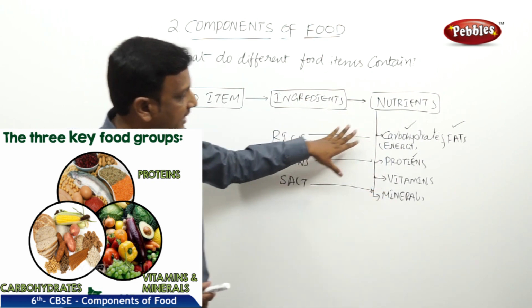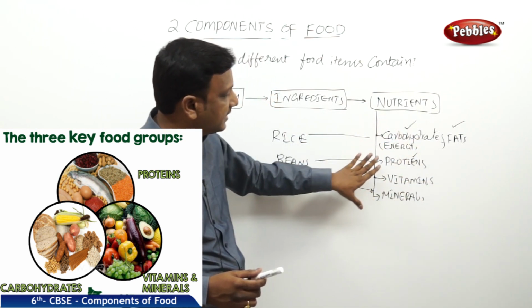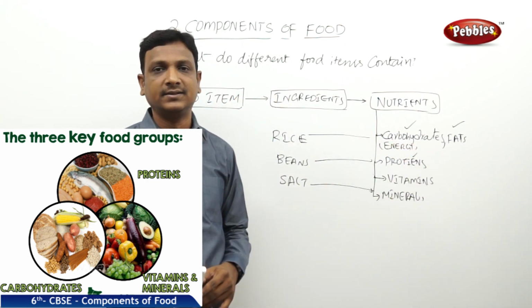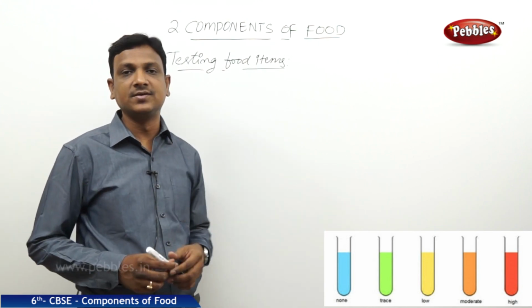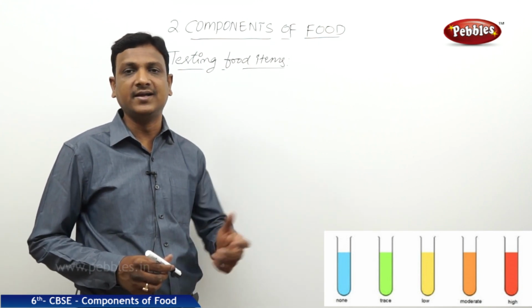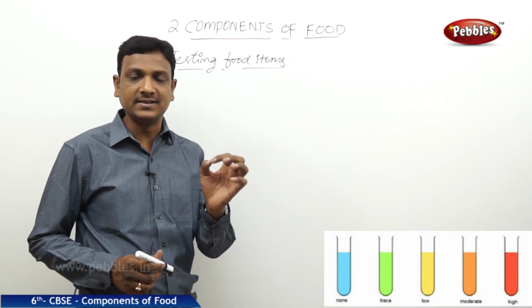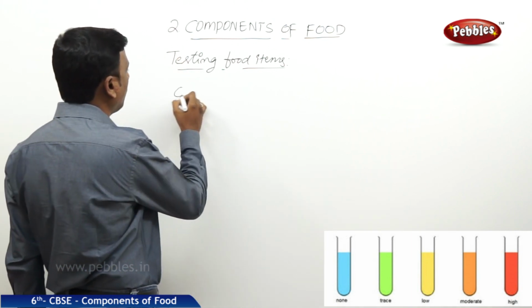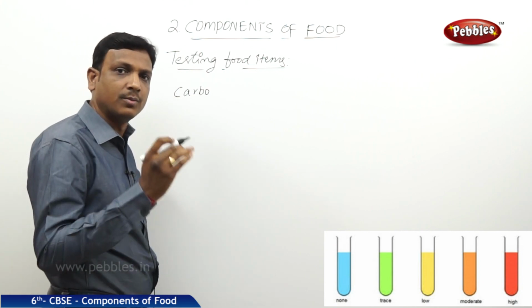What nutrients do we have here? We have so many nutrients: carbohydrates, fats, proteins, vitamins, minerals. Out of these, the presence of carbohydrate, fat and protein can be identified. So now I told you that we can test the presence of the nutrients in the food items. Now let us see how to test whether the food item has carbohydrate or not.